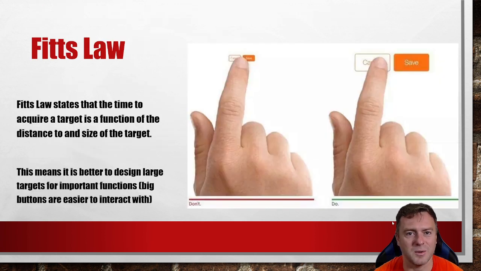So Fitts law, like what I talked about before, states that the time required to a target is a function of the distance to this and the size of the target. This means that having a better designed large target is more important for functions, so bigger buttons are basically easier to interact with.